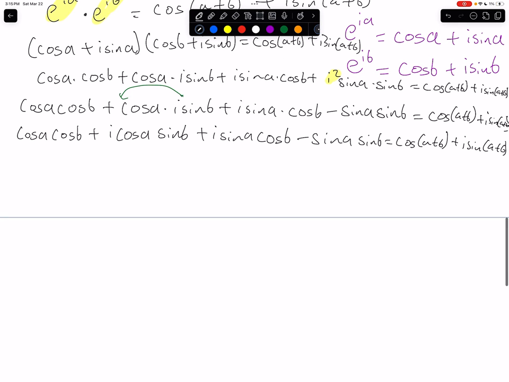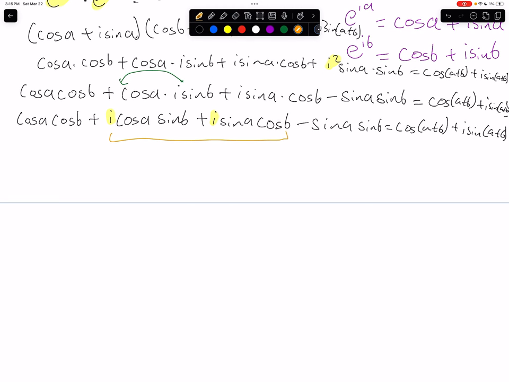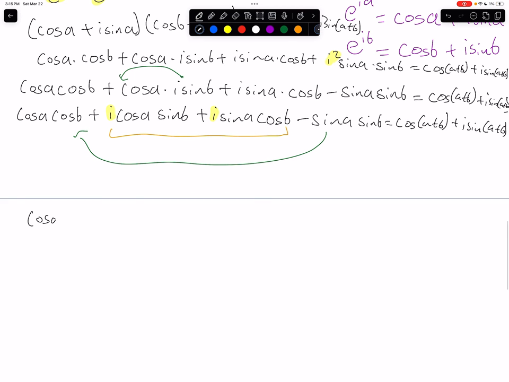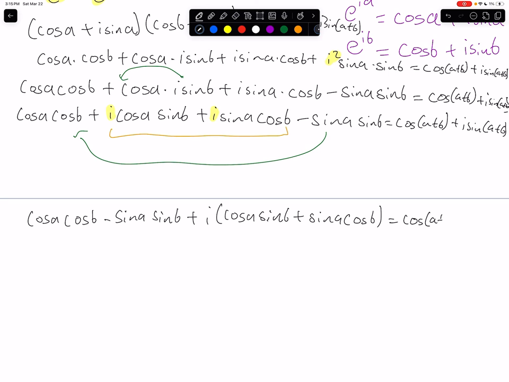Okay, so now look at these two terms right here. I'm going to factor out an i, and then I'm also going to just put this next to this. So I'm going to have cosine A cosine B minus sine A sine B, plus i, then I'm going to factor out the i here. Then we get cosine A sine B plus sine A cosine B. And hopefully you're seeing what's happening here. Then this would equal cosine of A plus B plus i sine of A plus B.